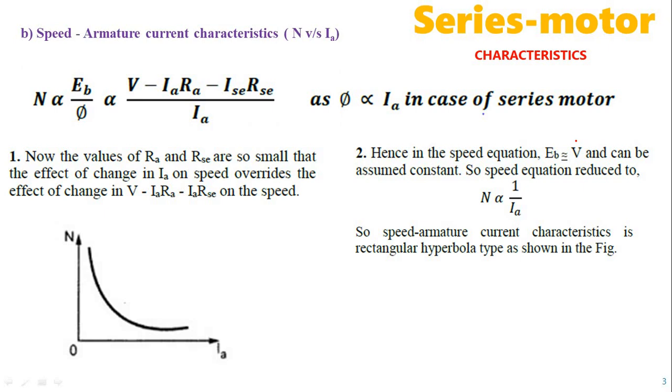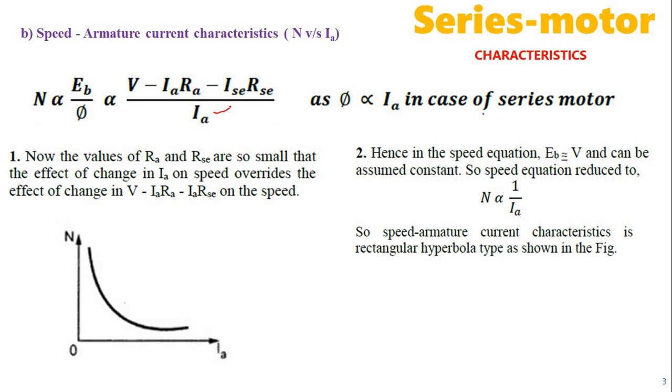Similarly, the second characteristic is speed armature current characteristics. As we all know, and also explained in my video, the speed equation is given by N is directly proportional to back EMF and inversely proportional to flux, whereas back EMF of a series motor is given by V minus IaRa minus IaRsc, and flux is directly proportional to armature current in case of a series motor, so instead of flux I can write Ia. By looking at this equation, speed is inversely proportional to armature current.